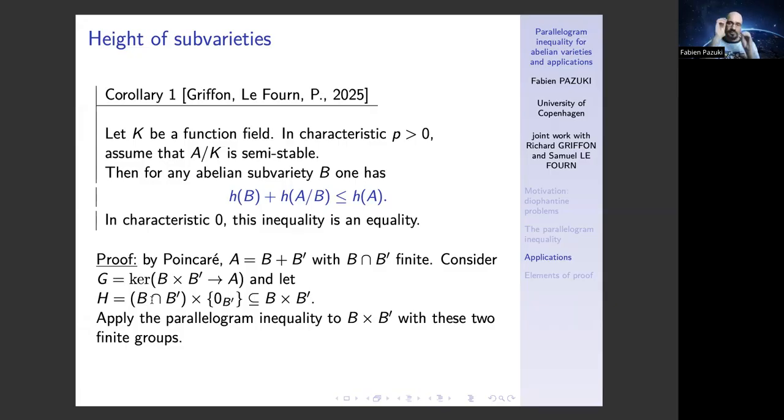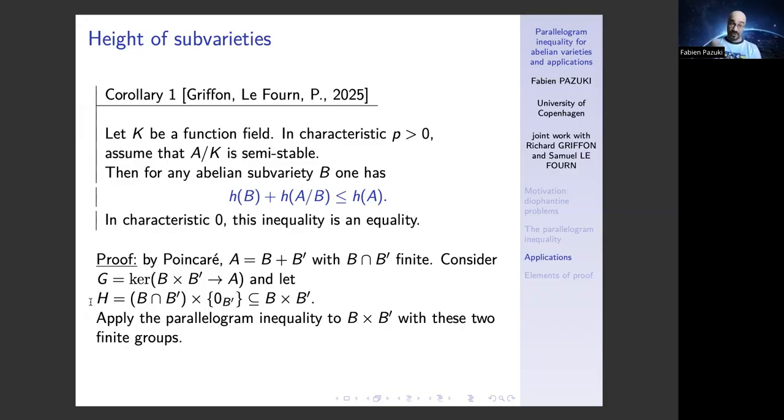So you have to take a look at how you organize things, but take H to be the intersection of B plus B prime. This is a finite subgroup in B. And then on the other side, you take 0, the 0 in B prime. So this is also finite. Now, what do you have? You have B cross B prime. This is an abelian variety. It's a product variety. So it's eligible to take a look at the parallelogram inequality on B cross B prime. And then we have two subgroups of B cross B prime, and they're finite. So now this is your G, this is your H.